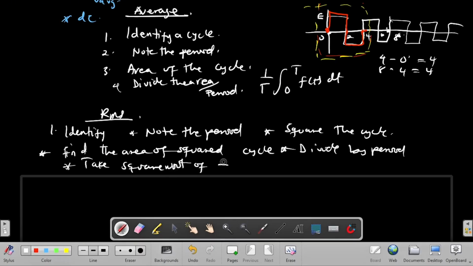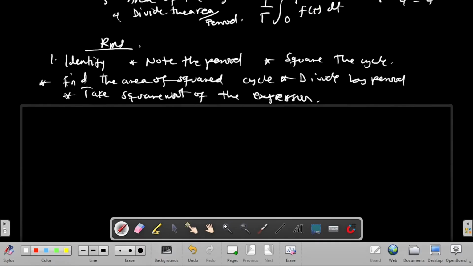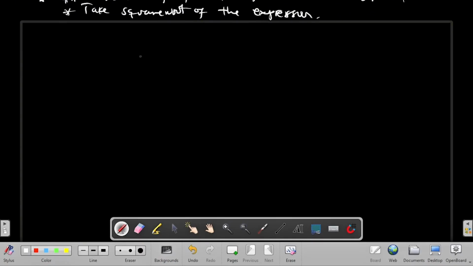of the expression. So you realize that the square root part makes it the root mean square, right? So we first square the cycle before we found the area of the cycle. Then after we divided by the period, then we took the square roots. Let's solve these problems, then you understand how this is done systematically.